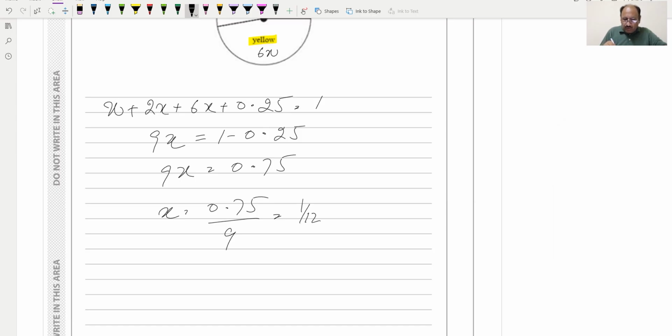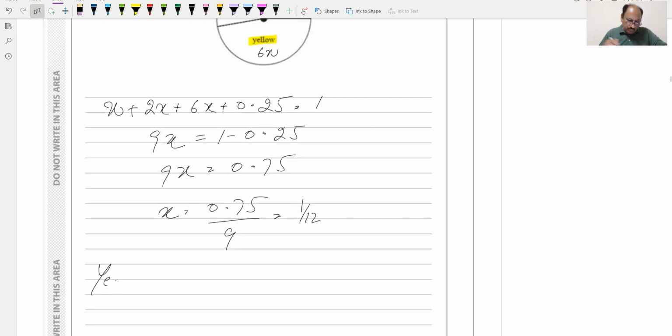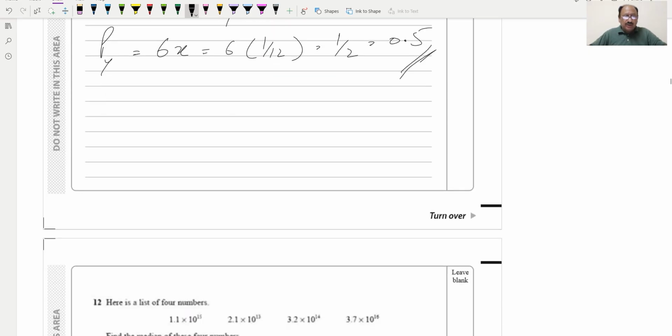So 1 over 12 is the x value, and we require yellow. They are saying find the probability that the spinner lands on yellow. So the probability of yellow will be equal to 6x, which is equal to 6 into 1 by 12, which is equal to 1 by 2, or we can write 0.5. This will be the probability for getting yellow.